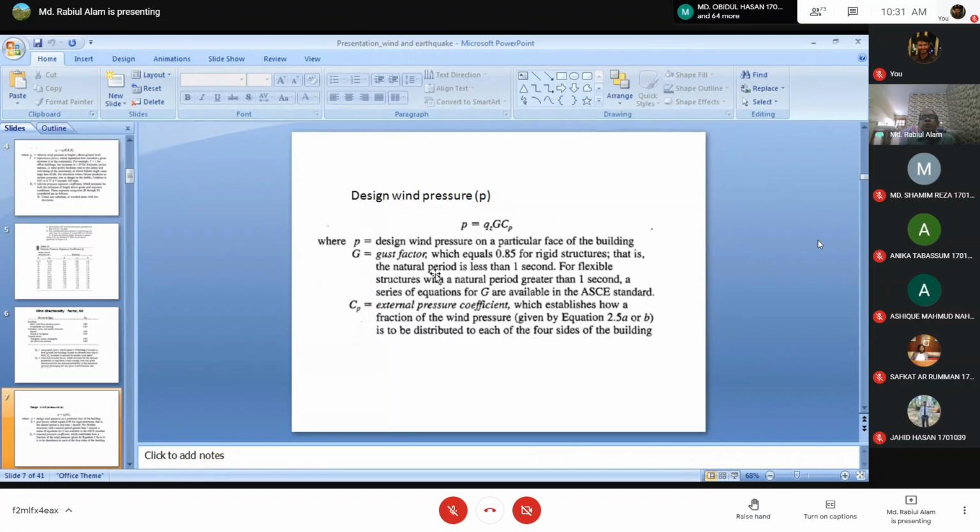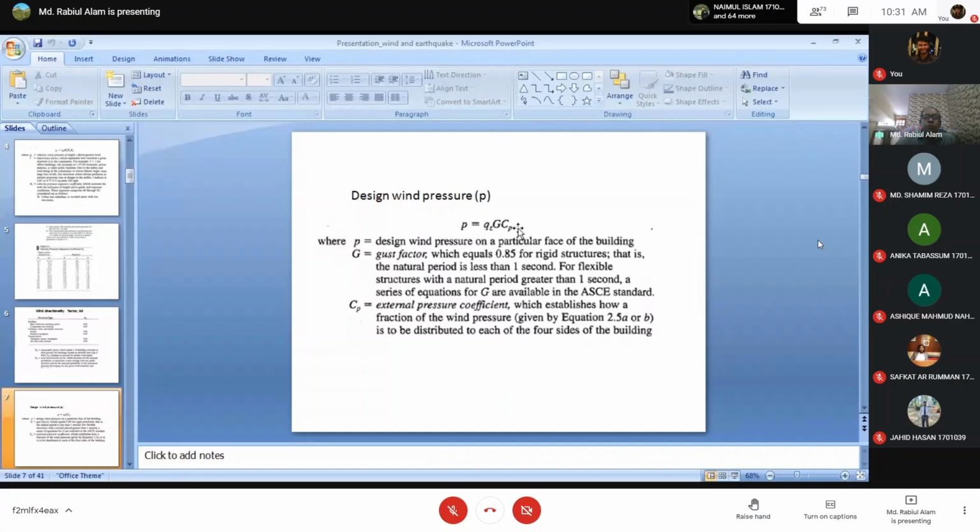Gust is nothing but this: wind has two components, a direct hitting component, and in addition to the direct hitting there are also some vortex effects with the wind forces. So wind will not hit the structure only as a direct force. In addition to direct force, there is also a vortex factor. Due to those vortex effects, the gust effect is considered on the structures. That's why the gust factor is another important thing.